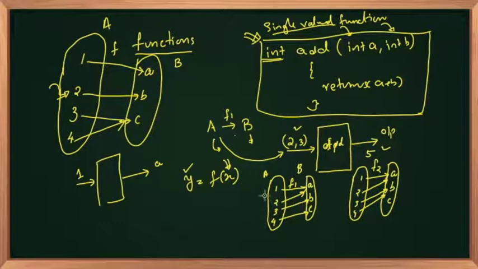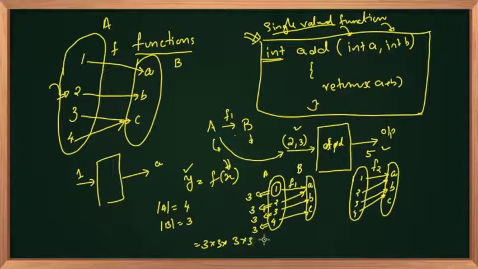Now how many different functions are possible if the cardinality of A is equal to 4, and the cardinality of B is equal to 3? It's very clear that I can draw different functions keeping 1 pointing to A or to B or to C. For this element, I have 3 choices. Similarly, for 2, I have 3 choices. 3 also, 3 choices. 4 also, 3 choices. So the total number of functions possible will be 3 into 3 into 3 into 3, that will be equal to 3 raised to 4. So I can say that the total number of functions possible will be equal to the cardinality of B raised to the cardinality of A.